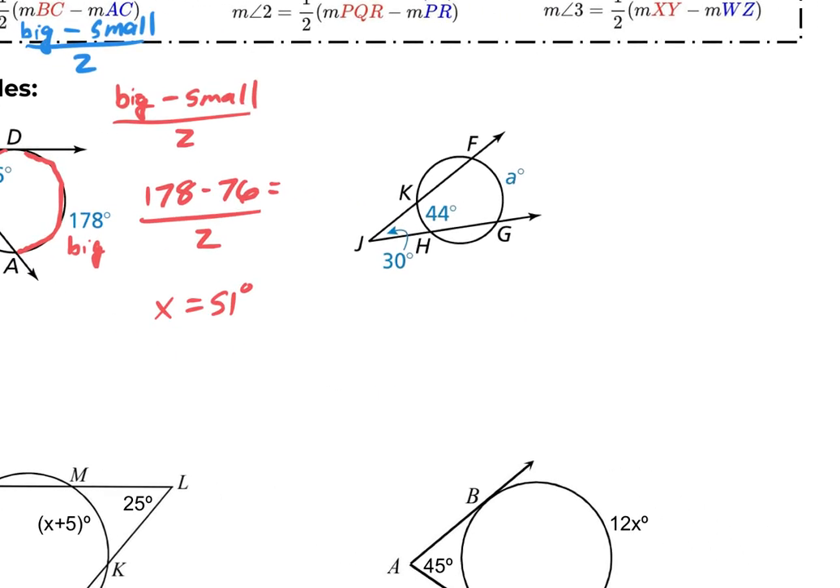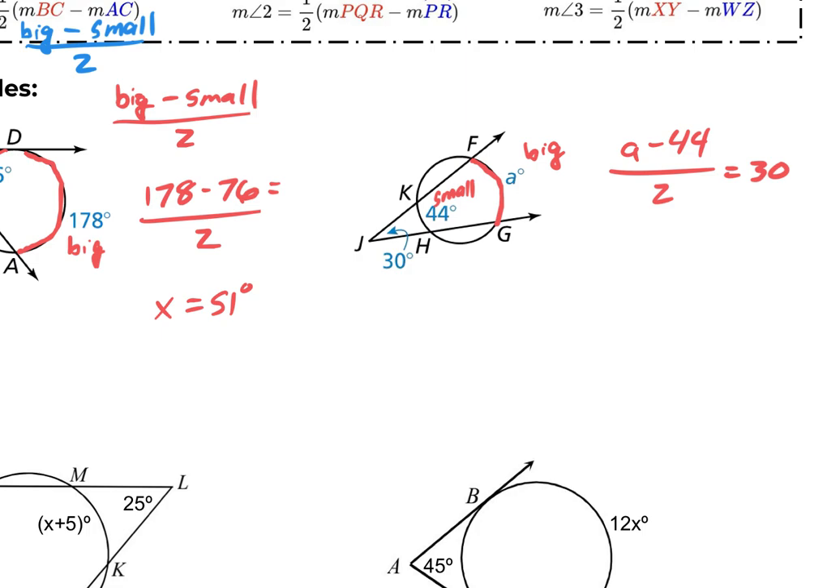Okay, this one over here. This is my big arc. Now this is where it gets a little bit trickier because we don't know what the big arc is, right? I mean, it's labeled with A, but we don't know the actual arc measure of it. We just know that's our unknown right here. But I'm labeling it as big because that's the formula, right? Big minus small. So I'm going to write A minus 44, because the angle's on the outside, divided by 2 equals the angle, which is 30.